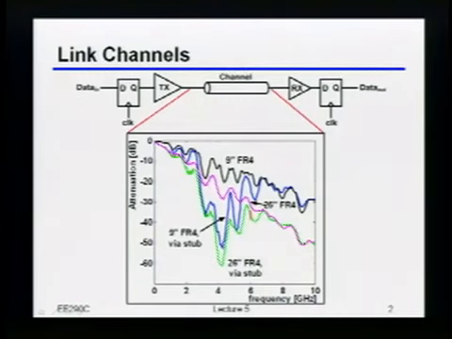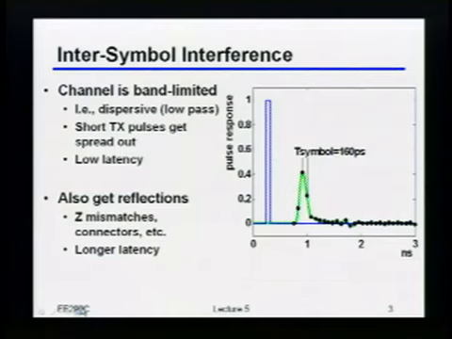Okay, so why do you care about this? Well, if you have a band-limited channel, meaning a low pass or sometimes known as a dispersive channel, that basically means that even if you take some very nice, clean, short transmitted pulse at your transmitter and send it down the channel, by the time you receive it, which is what this green trace is showing you, it's going to be spread out.